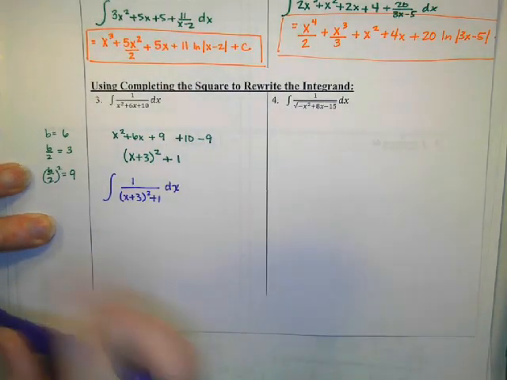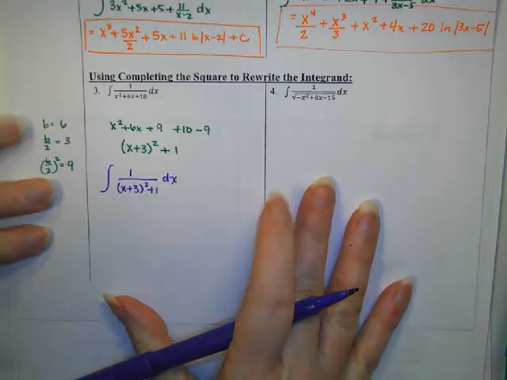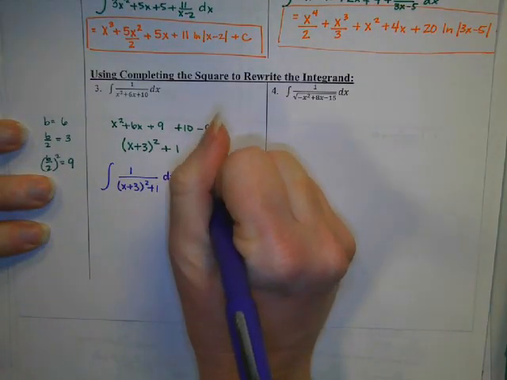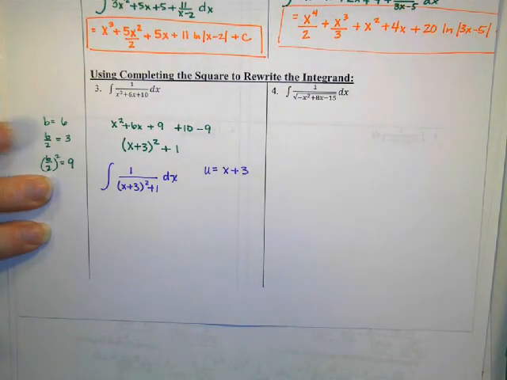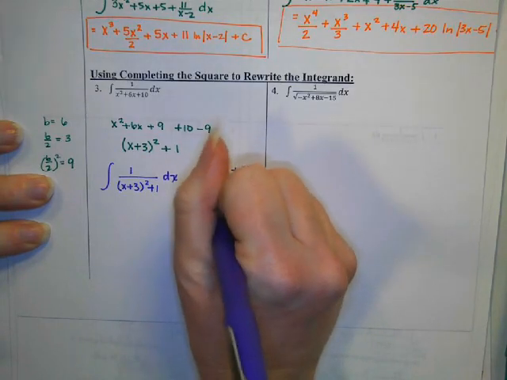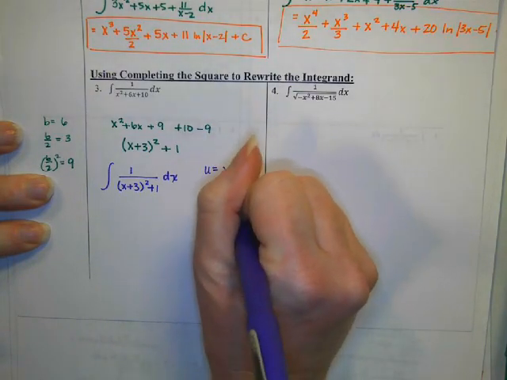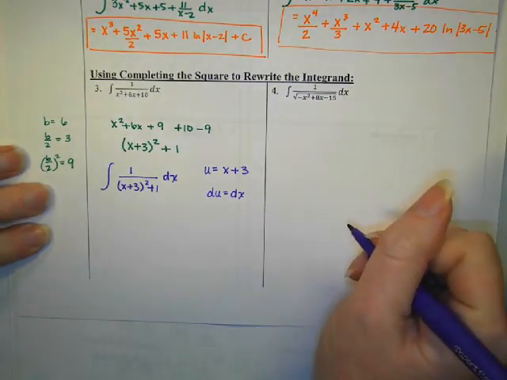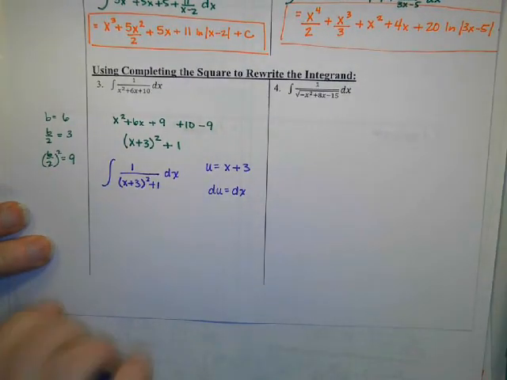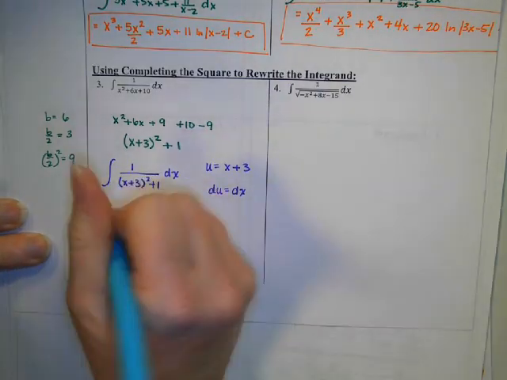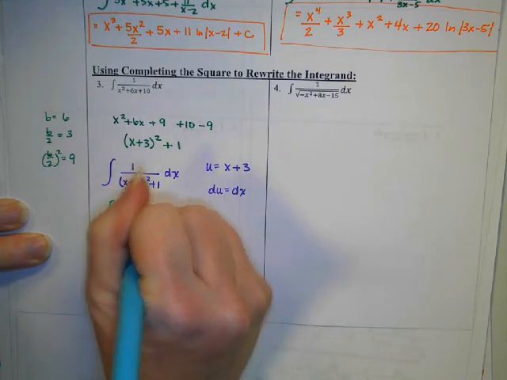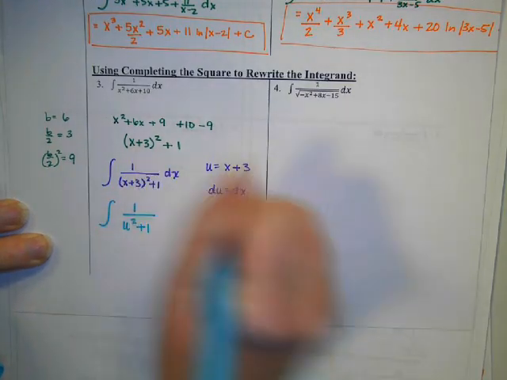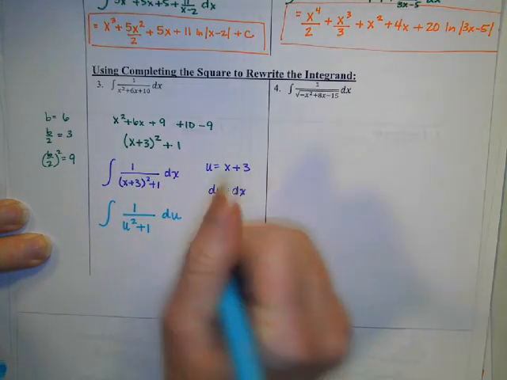And now I'm going to do some u substitution. So u is going to equal x plus 3, which means that du equals dx. So now I can go in and substitute in my u value. So 1 over u squared plus 1, and dx and du are equal, so I can make this du.